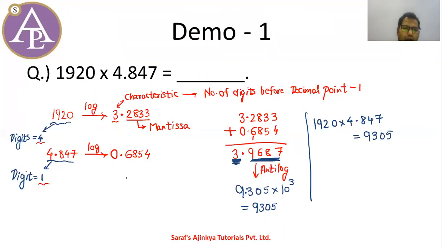Right. So how to calculate? So I have calculated the log of 1920. Then I have calculated the log of 4.847. Then because there is multiplication, you add the logs. After you add the logs, you take the anti-log. Correct. And your answer is 9305. Correct. Okay. Let us take one more example.